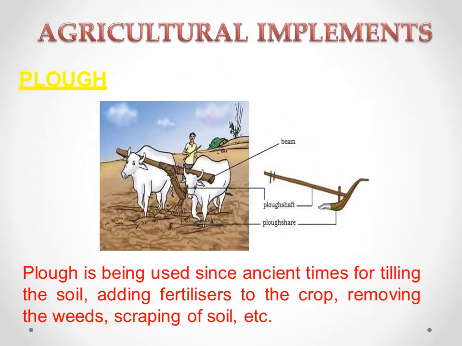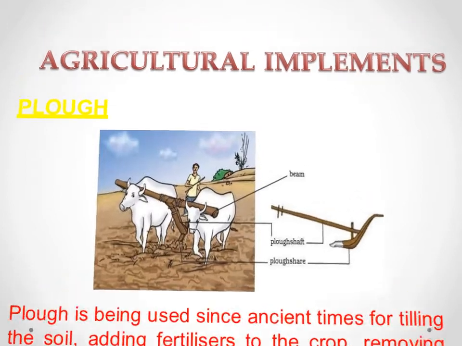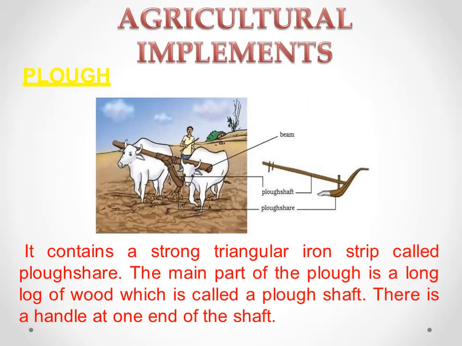In ancient times, in order to till the soil before adding manures to the crops, and to remove the weeds and scrape the soil, we used the plough. This instrument contains a triangular iron strip called a ploughshare, and the main part of the plough is a long log of wood called a plough shaft. There is a handle at one end of the shaft.